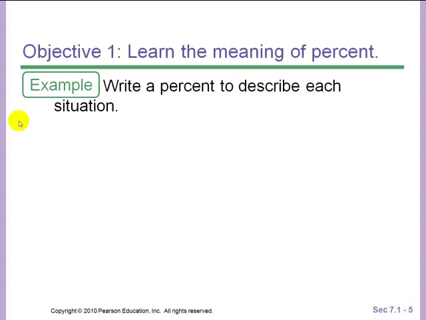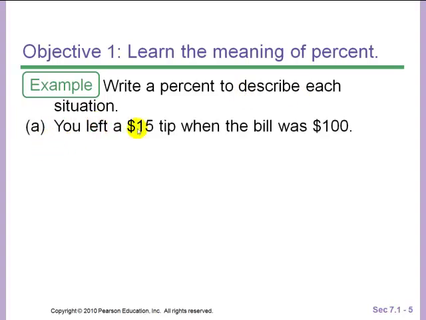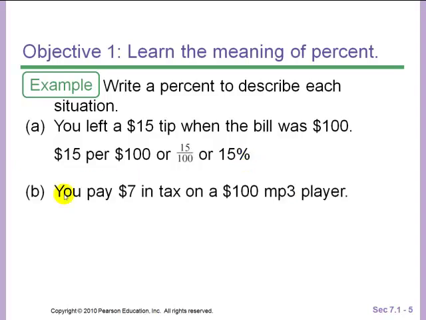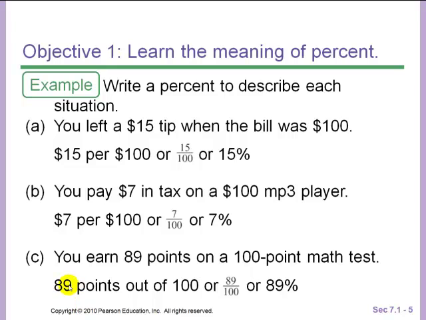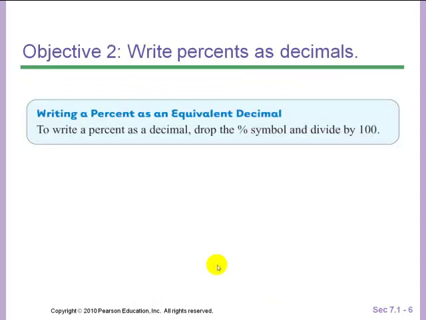Write a percent to describe each situation. You left a $15 tip when the bill was $100. You left 15 per the $100, or 15 out of $100, which is 15%. You pay $7 in tax on a $100 MP3 player. So $7 per $100, or 7 over 100, which is 7%. You earn 89 points on a 100-point math test. You got 89 out of 100, or 89 over 100, which will be 89%. So percent means per 100.